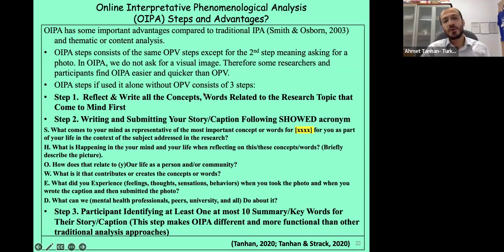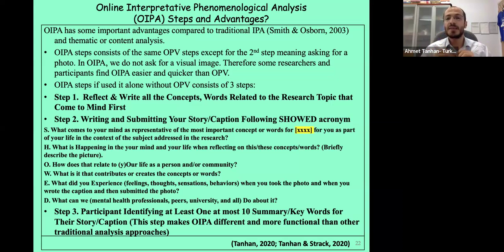Okay, so if a person doesn't want to use OPV but wants to use OIPA, imagine the second thesis: she focused on how partners have an attachment style. She wanted to examine the attachment style. Or imagine a paper on how students were perceiving math. Or another student, after COVID-19, when the teachers returned to schools. These three people did not use OPV, they used OIPA. They did not ask for a photo. So what is the difference between OIPA and OPV? Again, it is just one step.